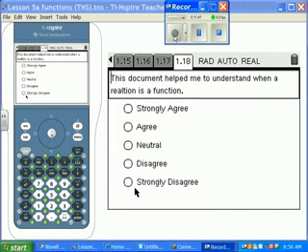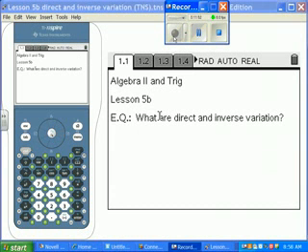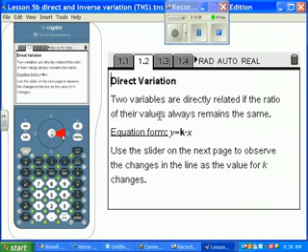I'd like you all to open document 5B now. We're talking about direct and inverse variation. This is where we're going next. Go to the next page. This is the definition of direct variation. It's when two variables are directly related if the ratio of their variables always remains the same. And you'll see what this means in just a second.